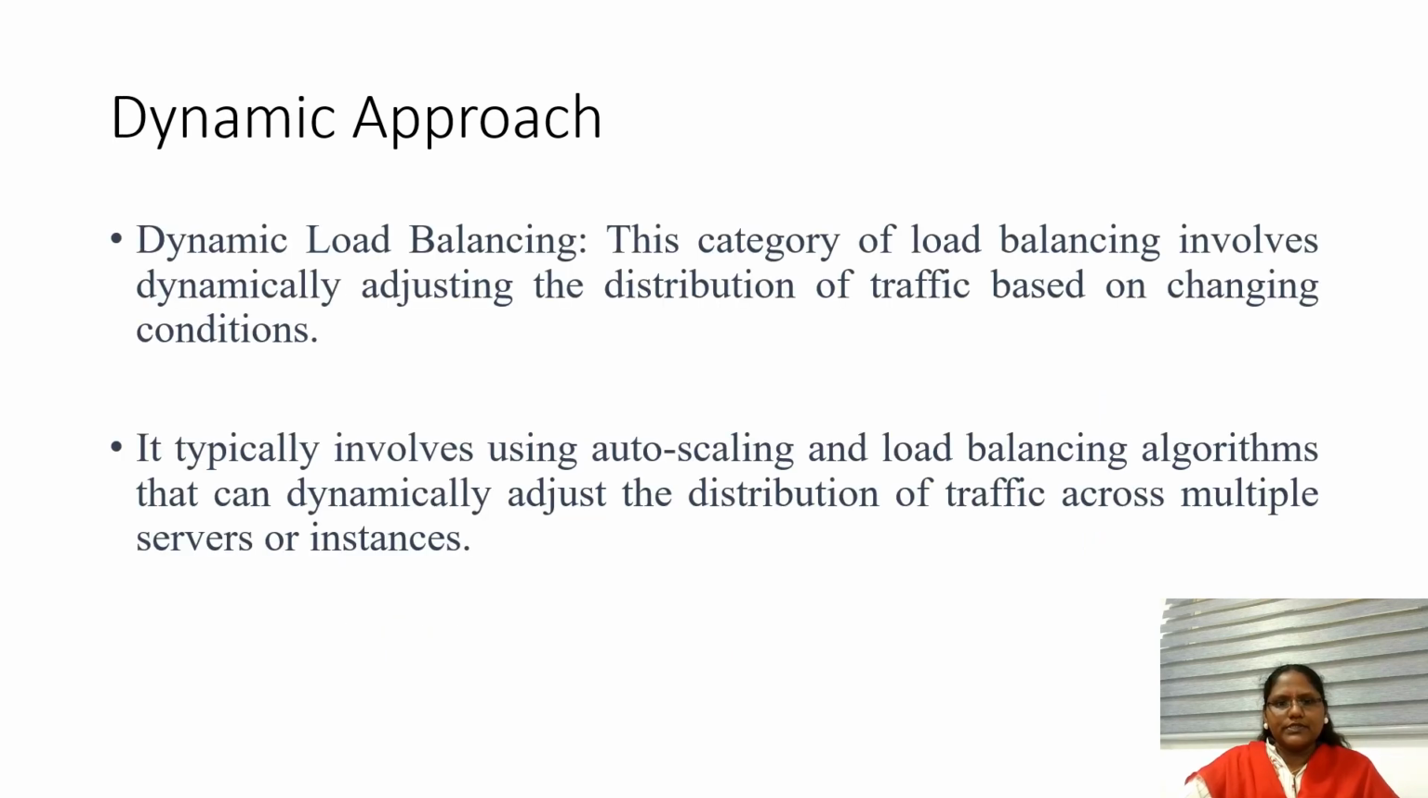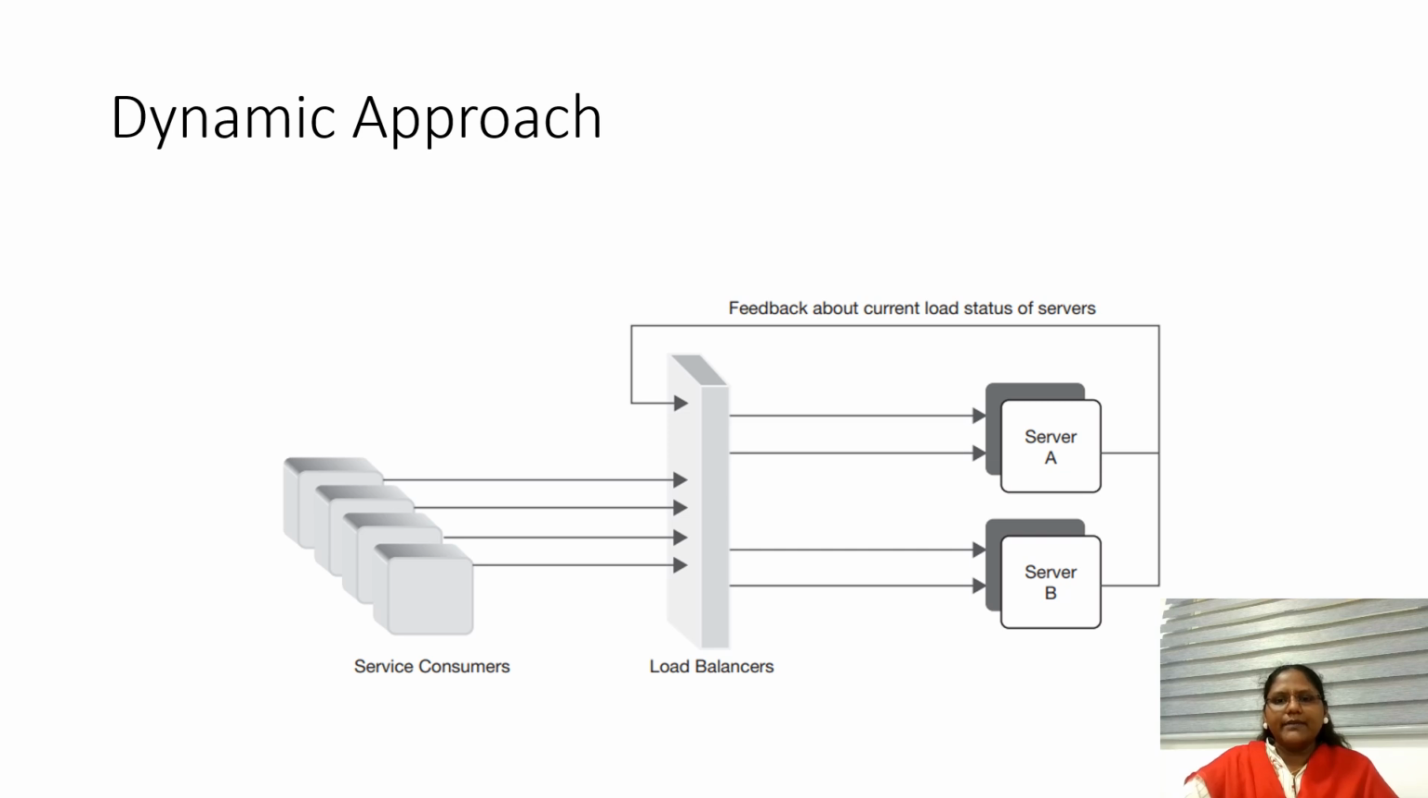The other type of approach is the dynamic approach. In dynamic load balancing, we are going to consider the current traffic of the machine. This typically involves using auto scaling and load balancing algorithms, so that they can dynamically adjust the distribution of the traffic across multiple servers or instances. In the dynamic approach, feedback about the current load status of servers will be taken into account. Based on the feedback, the allocation will be done by the load balancer.